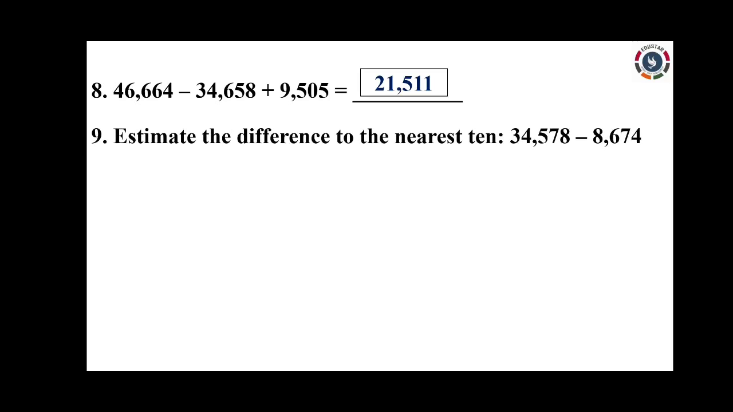Ninth question. Estimate the difference to the nearest 10. 34,578 minus 8,674. Round off to the nearest 10. 34,578 is 34,580 because here the ones place digit is 8. 8 is greater than 5. So increase the tens place digit by 1.